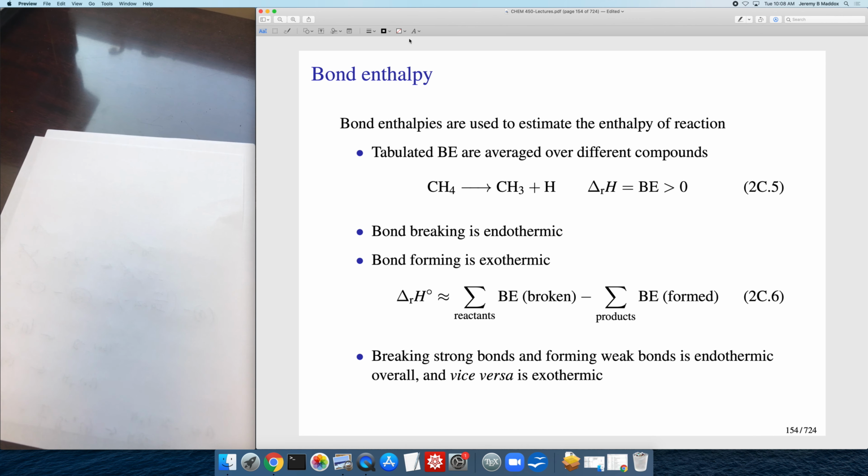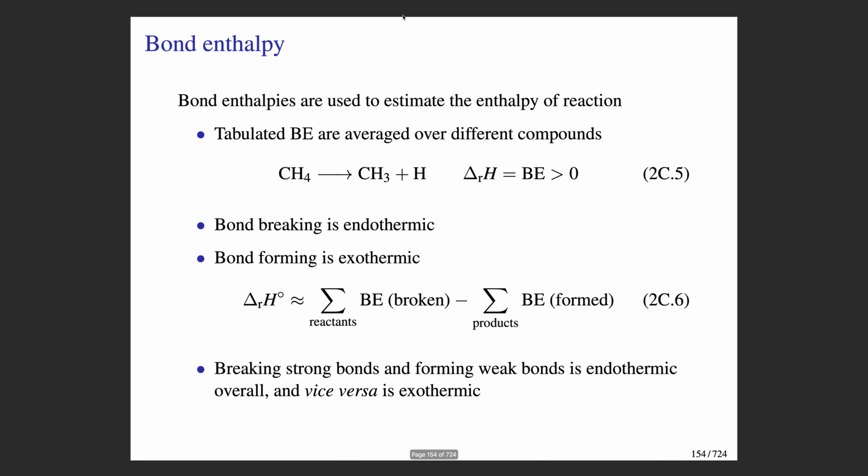Talking about bond enthalpies. Bond enthalpies are a way of estimating the enthalpy of reaction. So we can use the formation enthalpies that we were working with previously to explicitly calculate the delta H for a reaction. Bond enthalpies are a quick way to just simply estimate the enthalpy for a reaction.